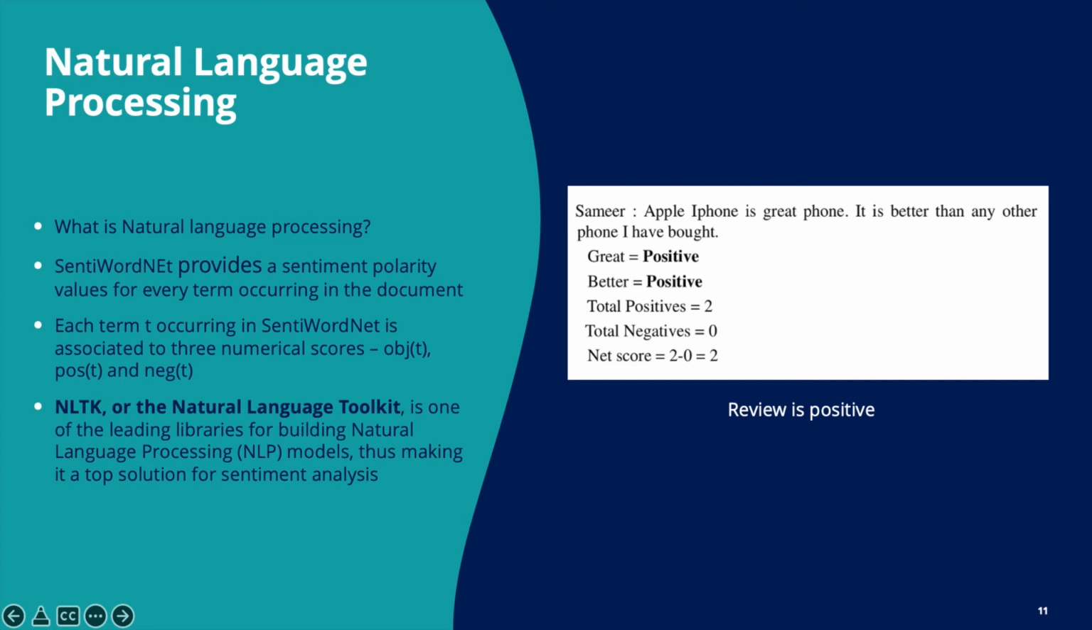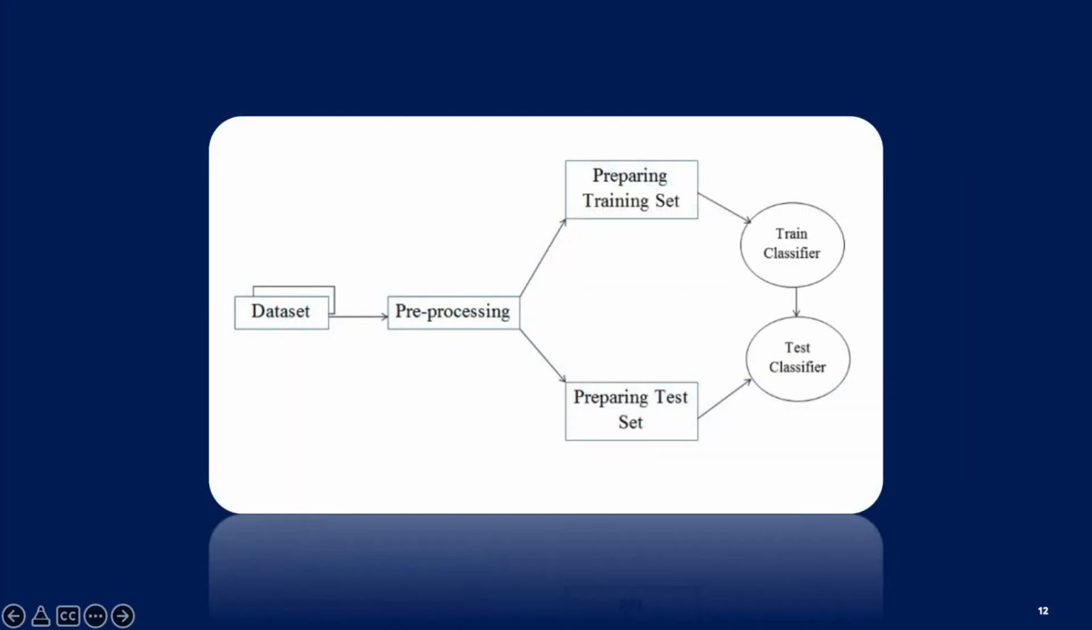Samir has said a sentence, Apple iPhone is a great phone, it is better than any other phone I have bought. We take two adjectives, that is great and better, both of which are positive. So total positives that we have is 2, total negatives that we have is 0. So our net score becomes 2 minus 0, which is 2, which is a positive number, hence our review is positive. On the screen here, we can see the flow chart of a sentiment analysis using NLP.